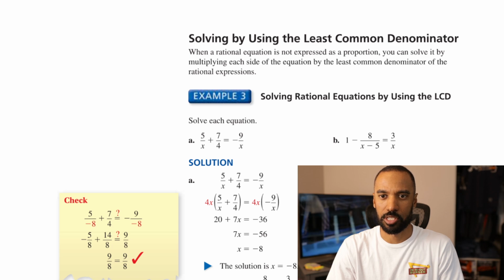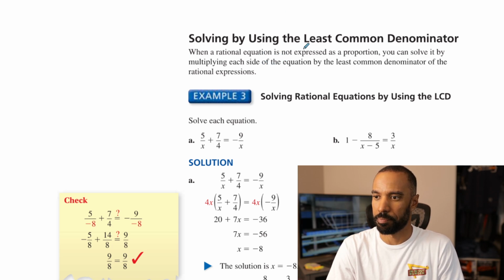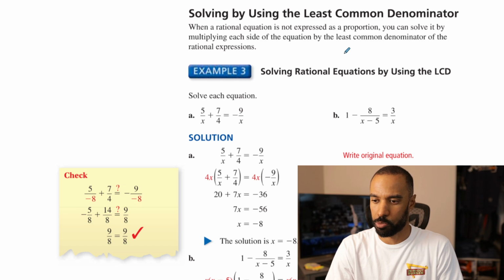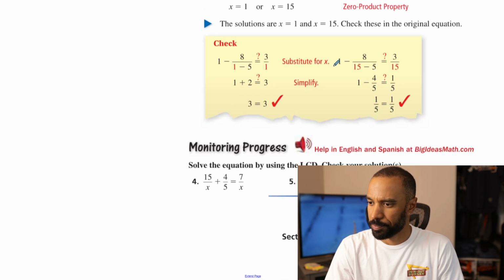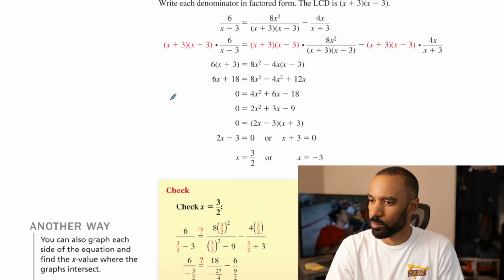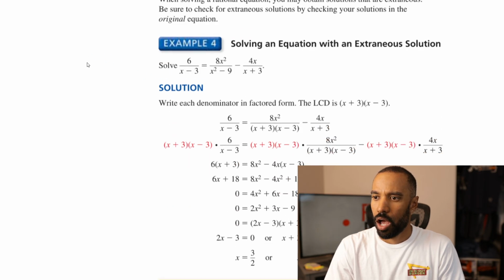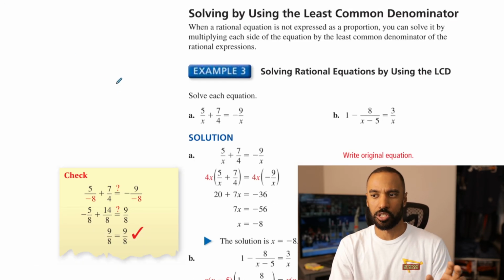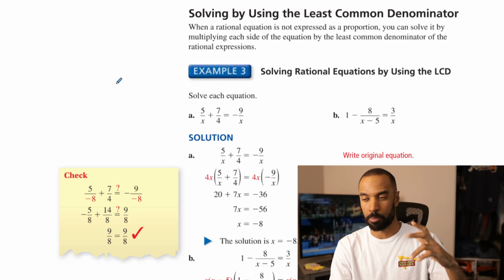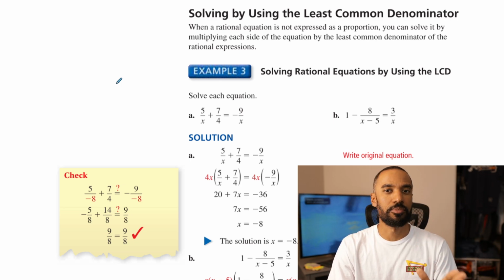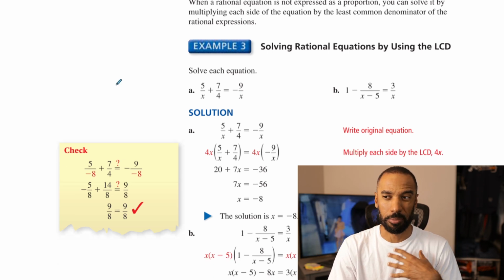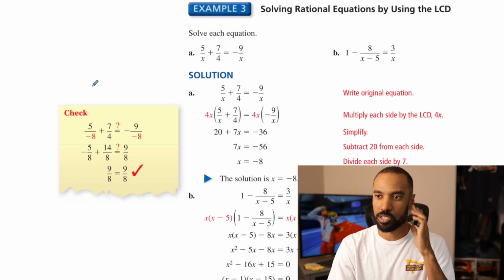Solving by using the least common denominator. Okay, so this is what we're trying to build toward here. When a rational equation is not expressed as a proportion, you can solve it by multiplying each side of the equation by the least common denominator of the rational expressions. Give me a second. I would argue, because the last section, or 2 sections ago, they said, here's method number 1, here's method number 2. I would argue these problems have 3 different methods to solve. And this one is probably the way I personally can find myself doing it.